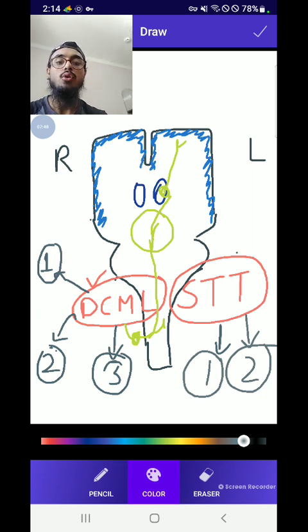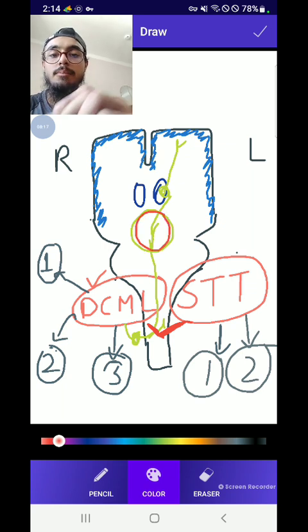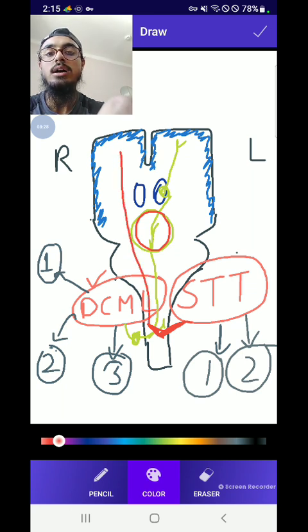What is the pathway of the spinothalamic tract? How does it move? The spinothalamic tract enters the spinal cord, and it crosses in the spinal cord to the opposite side. This is the important thing. The dorsal column medial lemniscus pathway crosses to the opposite side at the level of the brain stem, but the spinothalamic tract crosses inside the spinal cord to the opposite side, and then goes up towards the cortex.